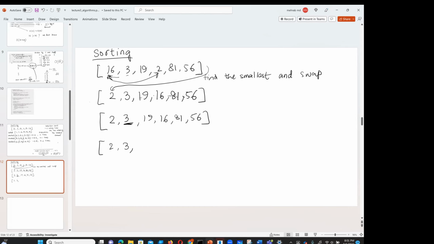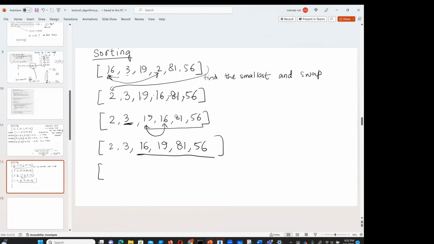So I start where? I start here, right? Now I try to find the smallest element here. What is the smallest element in this portion? 16, right? So we have to swap 16 and 19, right? Because I want to put the 16 here, right? Is it clear to everyone?